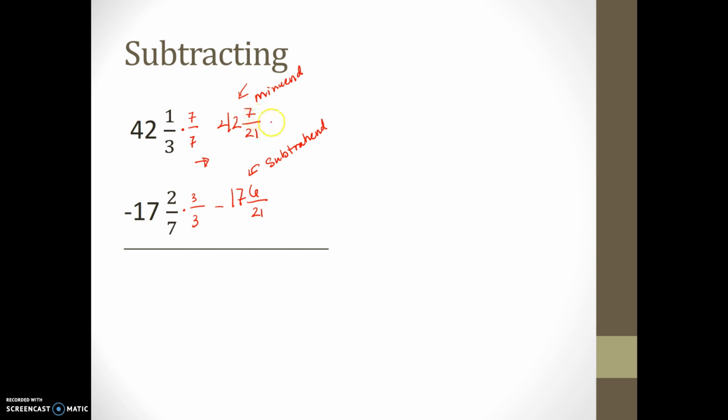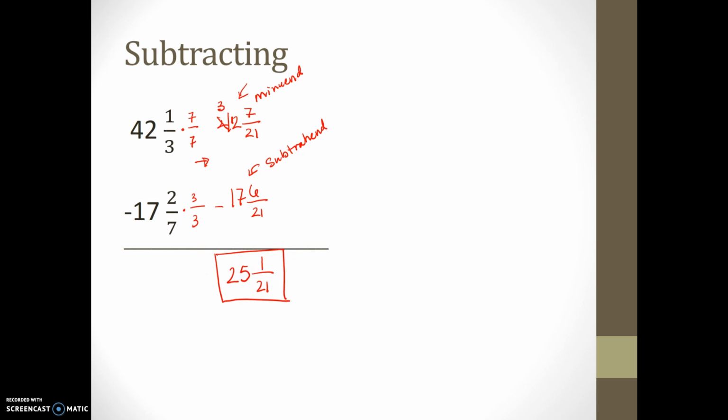So let's deal with our fraction first. We're going to subtract 6 from 7, and we're going to get 1/21. And now let's deal with our numbers. So we're going to need to regroup over here, make that into a 12. 12 minus 7 is 5, and 3 minus 1 is 2. And my answer is 25 and 1/21.